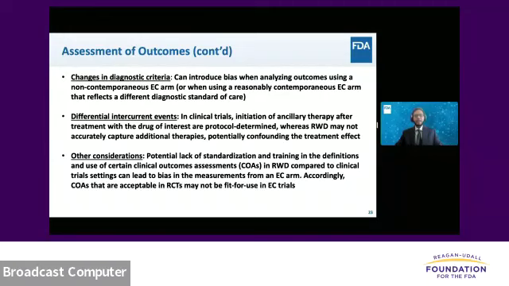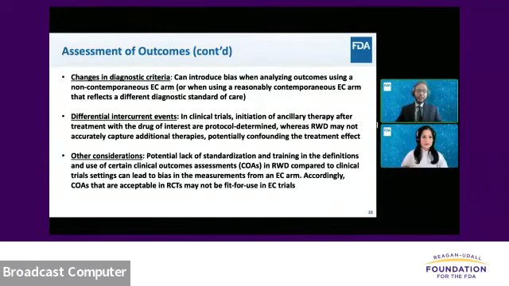Changes in diagnostic criteria over time can introduce bias when analyzing outcomes, especially when using a non-contemporaneous external control arm, or when using a reasonably contemporaneous external control arm that reflects a different diagnostic standard of care. Again, differential capture of intercurrent events may make it challenging to interpret the treatment effect. For example, initiation of ancillary therapy after treatment with the drug of interest may be protocol determined in the clinical trial, whereas the real-world data may not accurately capture additional therapies, potentially confounding the treatment effect. As another consideration, potential lack of standardization in the definitions and use of certain clinical outcomes assessments in real-world data can lead to bias in the measurement from an external control arm. Accordingly, clinical outcomes assessments that are acceptable in randomized controlled trials may not be fit for use in an externally controlled trial. So that concludes the design consideration section.